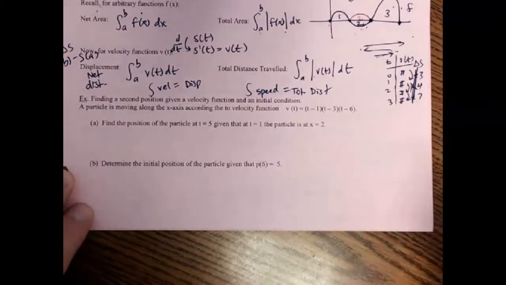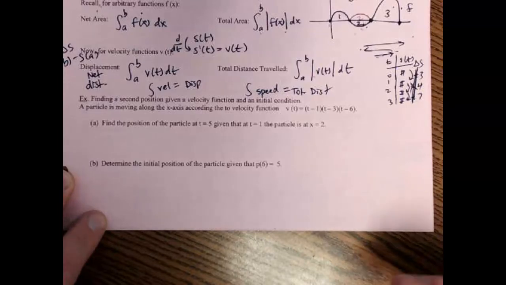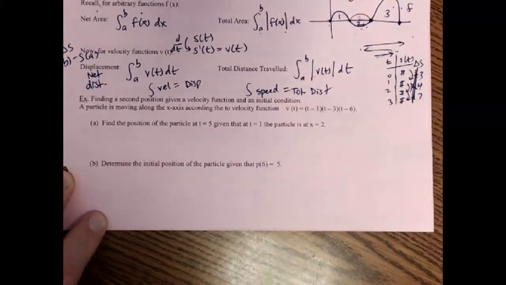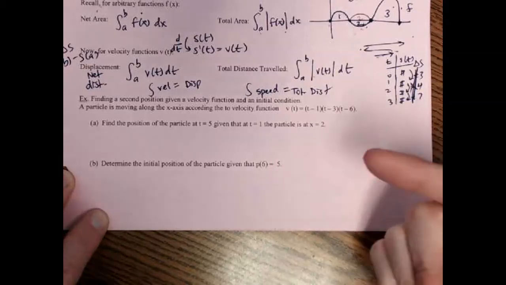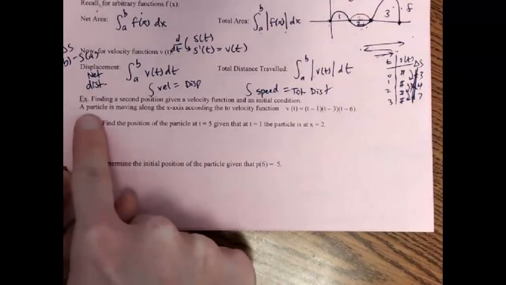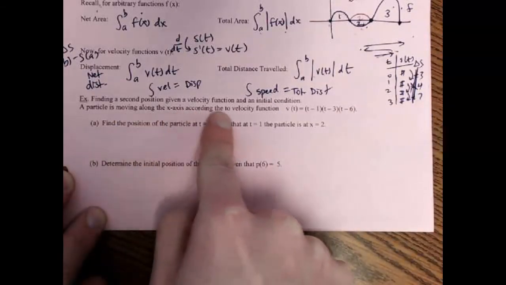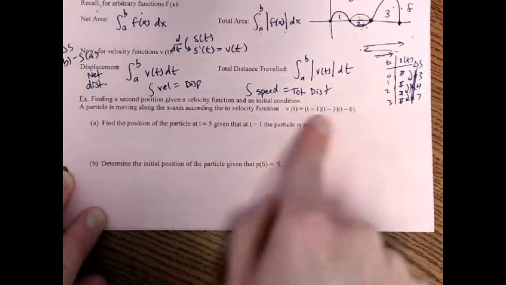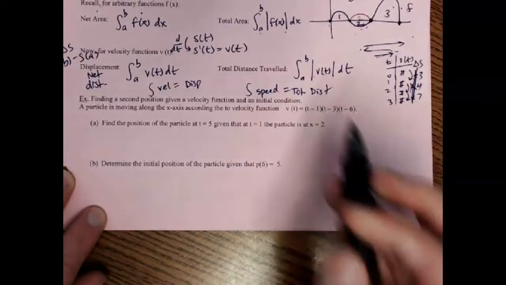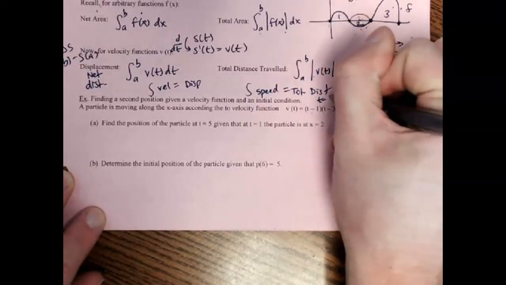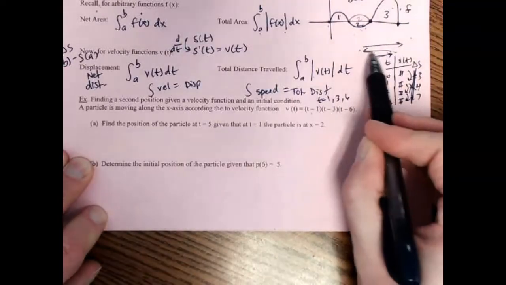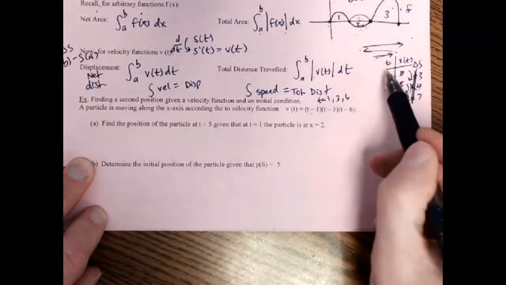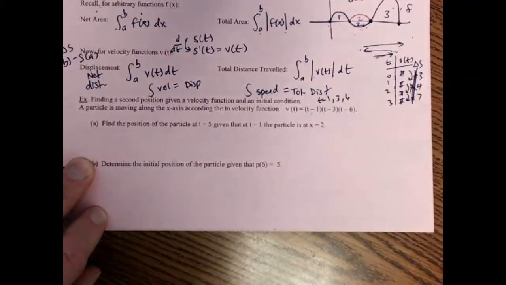Finding a second position, right? So we're going to have a particle motion question. Finding a second position given the velocity function and an initial condition. Okay, so it says a particle is moving along an x-axis according to this velocity function. It's even factored, so you could see the critical points. So time equals 1, time equals 3, and time equals 6. So it probably looks something like this, right? It probably does something that looks like this. Or maybe it does like left, right, left. Who knows, right? But it's probably this.